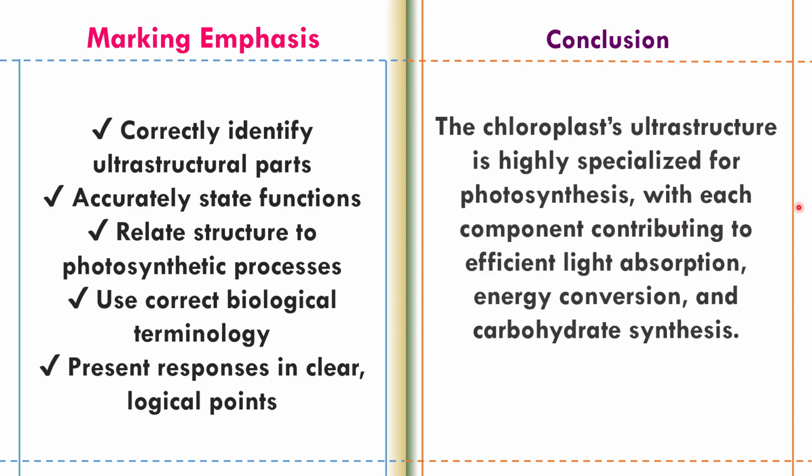Conclusion. The chloroplast's ultrastructure is highly specialized for photosynthesis, with components contributing to efficient light absorption, energy conversion, and carbohydrate synthesis.